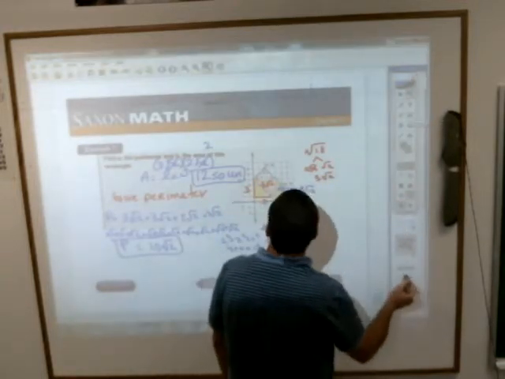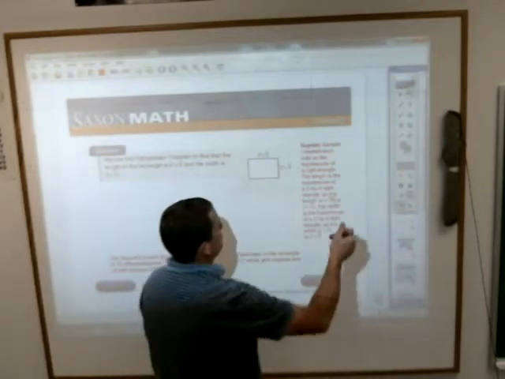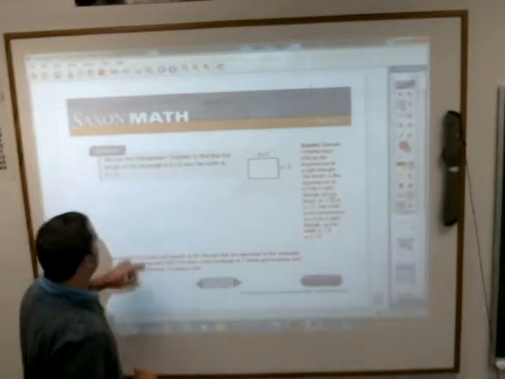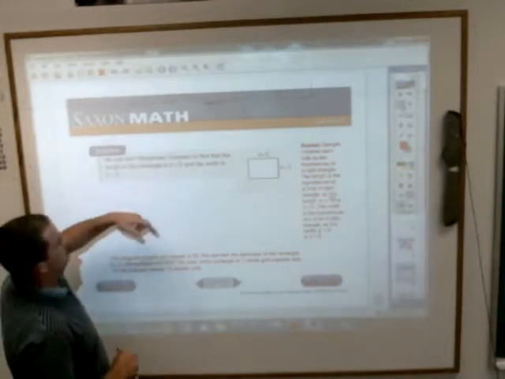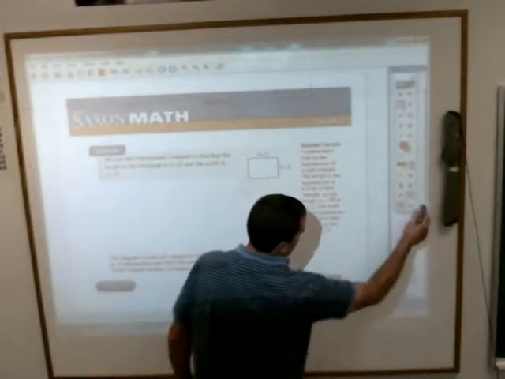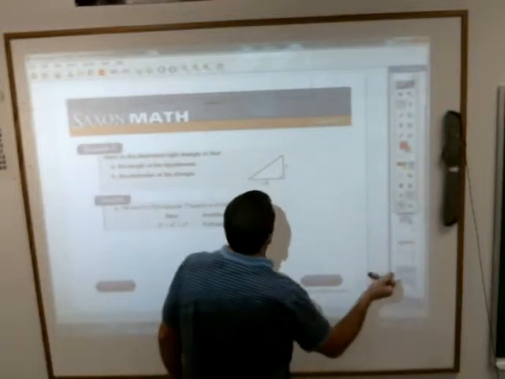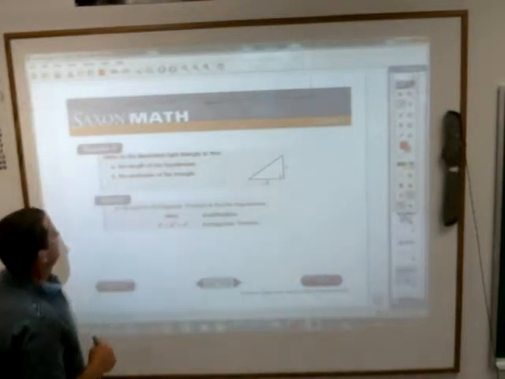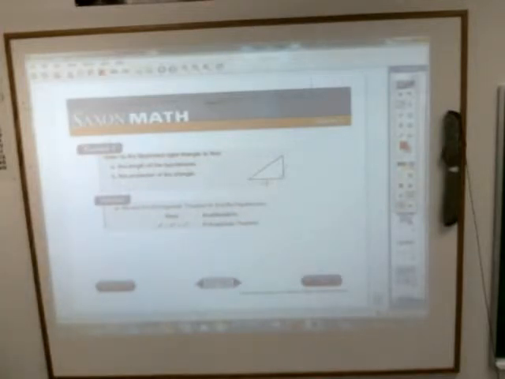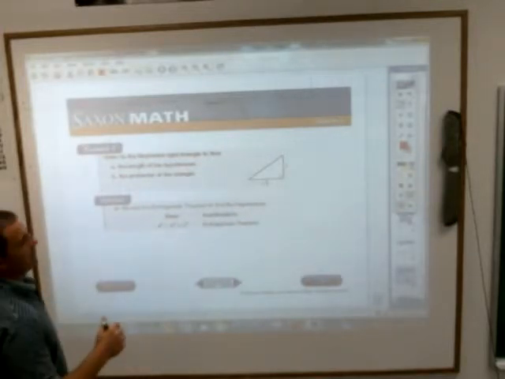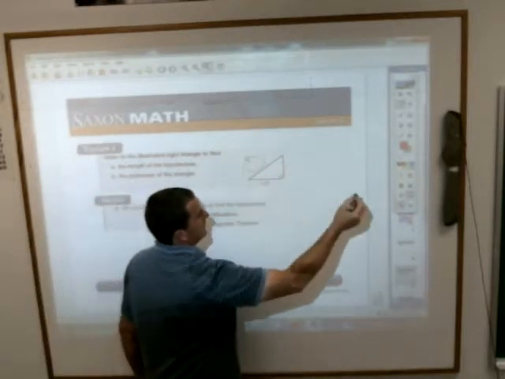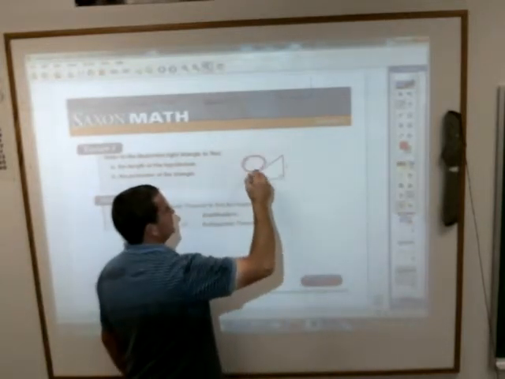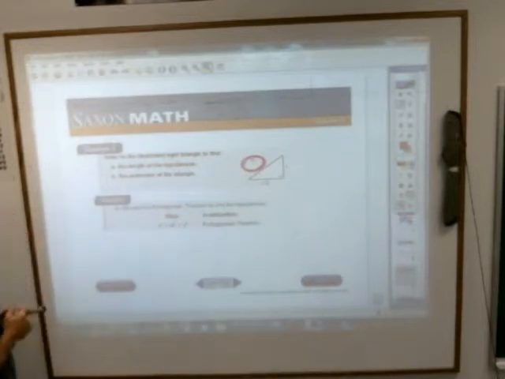Let's try the next thing here. Use the Pythagorean Theorem to find the length of the rectangle. Oh, sorry. That was the one we just did. How about this one here? Refer to the illustrated right triangle to find the length of the hypotenuse and the perimeter of the triangle. I'll give you a second to figure that out. How long is the hypotenuse here? If one side is 1, the other side is the square root of 3, how long is the hypotenuse using the Pythagorean Theorem, which is right here?